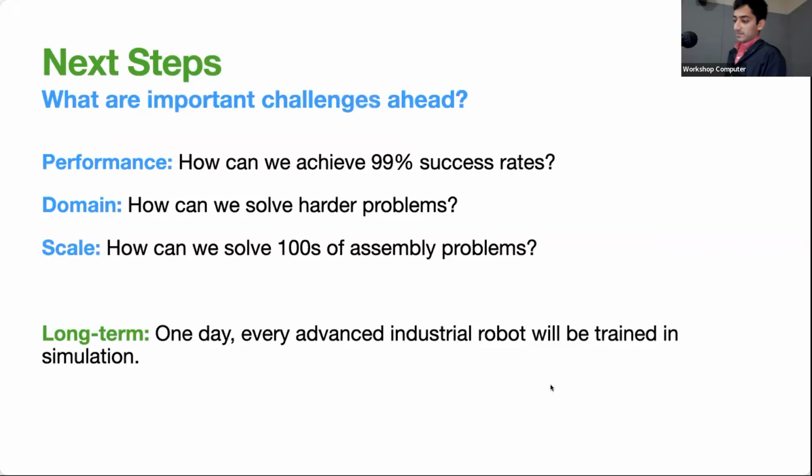Finally, let's discuss next steps. What are the most important challenges ahead? From my view, there are three key problems at the front of the queue. How can we achieve 99% or higher success rates, which is often expected in industry? How can we solve harder problems with sim-to-real transfer, such as some of the deformable assemblies on the NIST boards? We've shown solutions to approximately 10 assembly problems with sim-to-real. How can we increase this by an order of magnitude? And my long-term hope and vision is that one day, every advanced industrial robot will be trained in simulation, allowing it to truly scale.